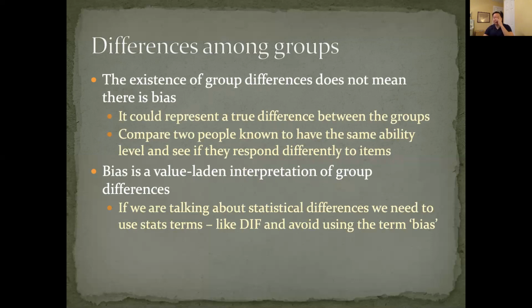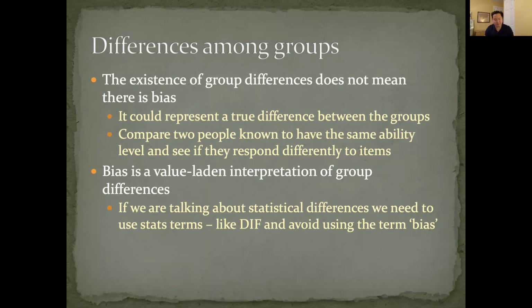So we use the term test bias because that's what everyone understands. But I want to make the point that differences between groups, say differences between men and women, differences between grad students and undergrads on tests, doesn't mean that there's bias. It could represent a true difference between these two groups.